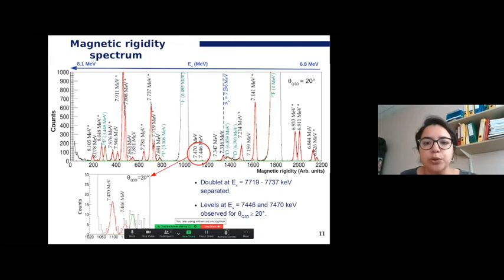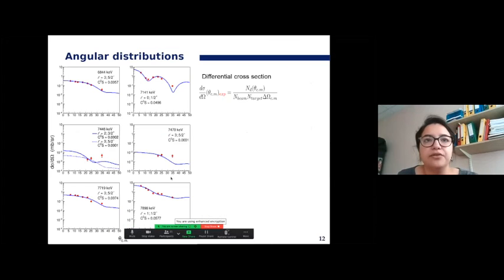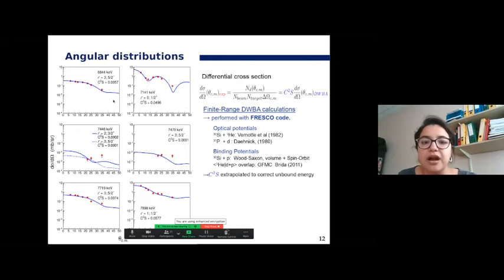And you could also observe low populated states of interest at 7446 and 7470 keV that are of interest for astrophysics. So we deduce from these fits the number of deuterons for each peak and at each angle. And after normalization with respect to the beam, the target, and the angular acceptance of the Q3D, we obtain the experimental differential cross-sections in red dots. They are then fitted with DWBA calculations in blue curves.